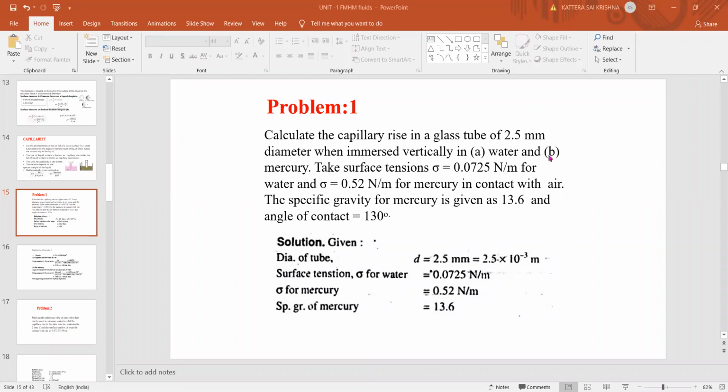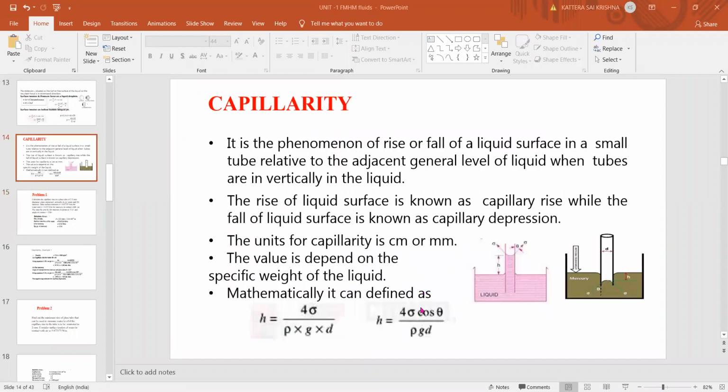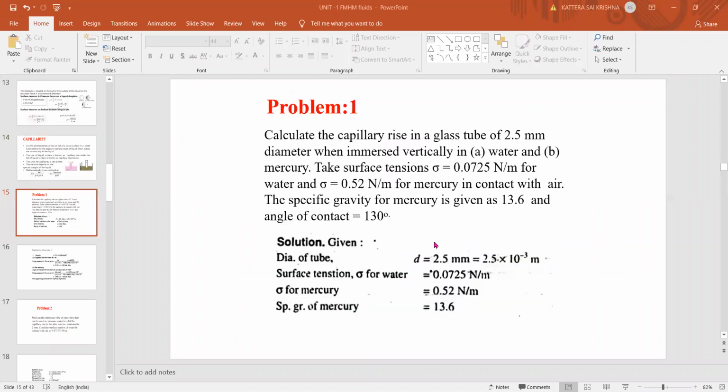For mercury, write down the B point. For mercury, the capillary depression in the glass tube, H equal to 4 sigma cos theta by rho GD. So first we need to find the density of mercury. After writing the formula, please find the density of mercury.